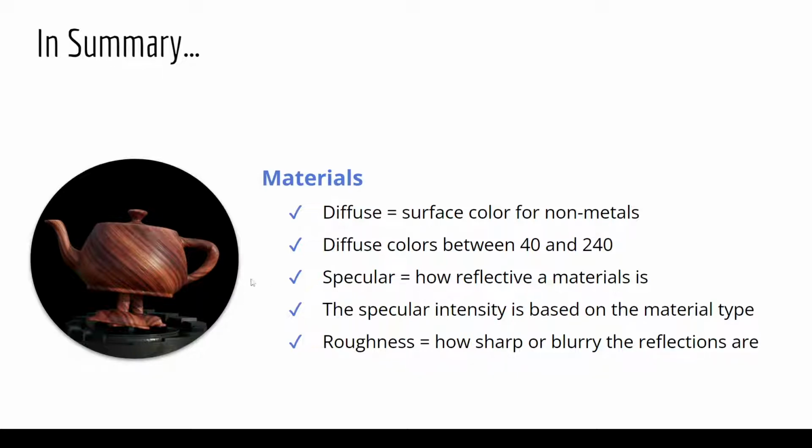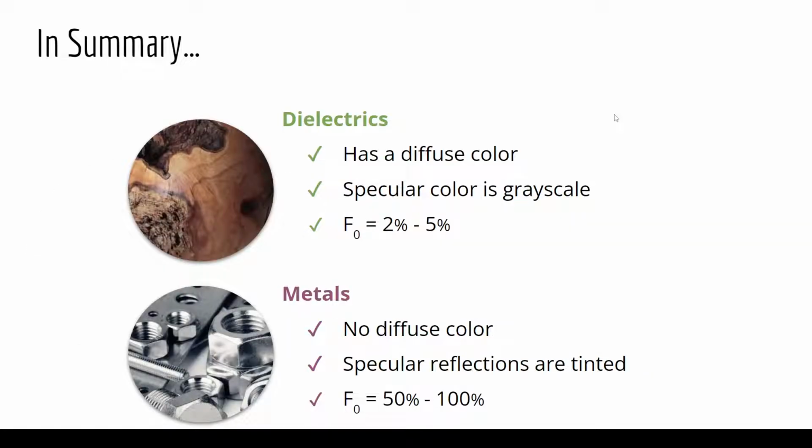Specular is describing those highlights, or the light that doesn't enter the surface but bounces off. So that's how reflective our material is. The amount of light that's being reflected, or the intensity of our specular, is based on the material type, whether it's plastic or wood or stone or metal. And then our specular roughness is how sharp or blurry our reflections are.